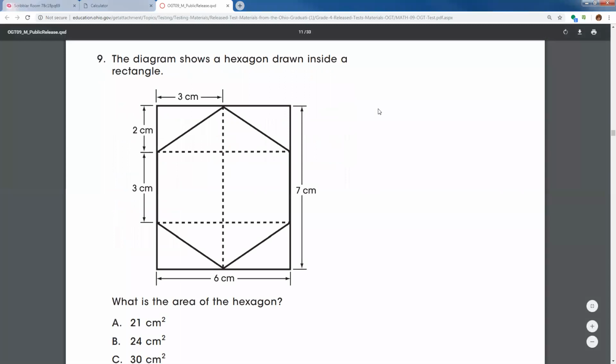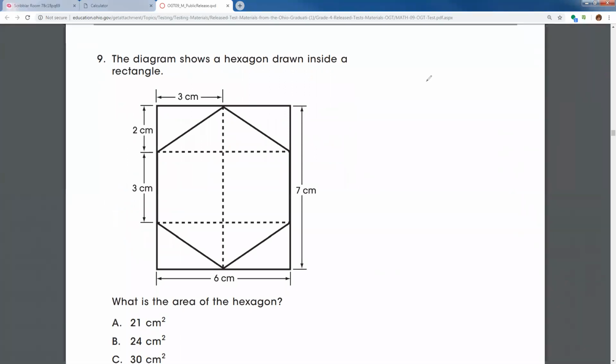Okay. Here's some more geometry. The diagram shows a hexagon, which means a six-sided shape, drawn inside a rectangle. What is the area of the hexagon? Yes, this is a tricky problem. It looks really funky, so a lot of people have trouble with it.